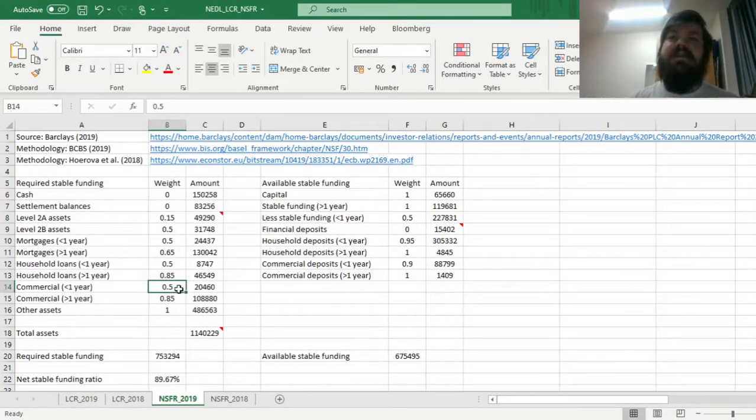And that's all there is for the net stable funding ratio and how to calculate it using publicly available data from your favorite bank's disclosure.